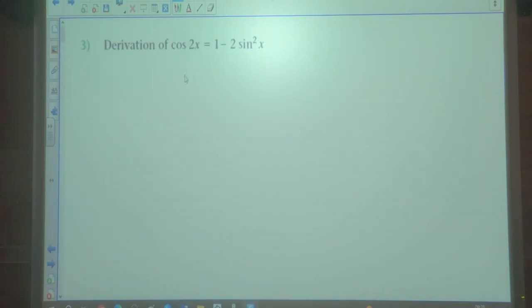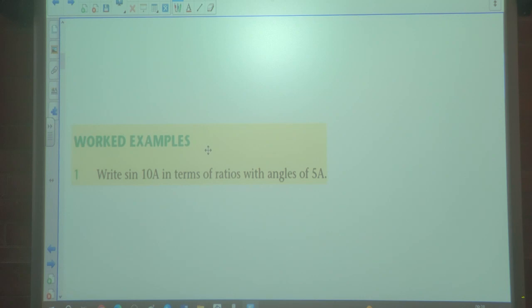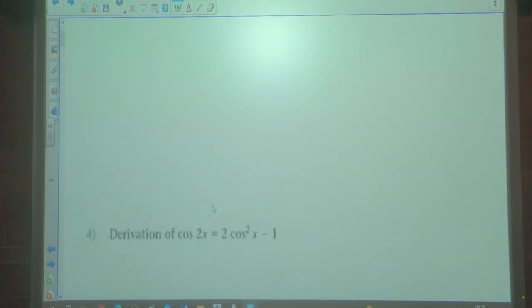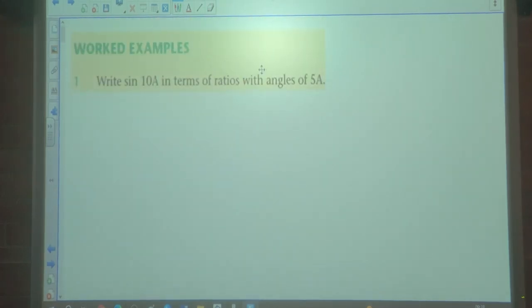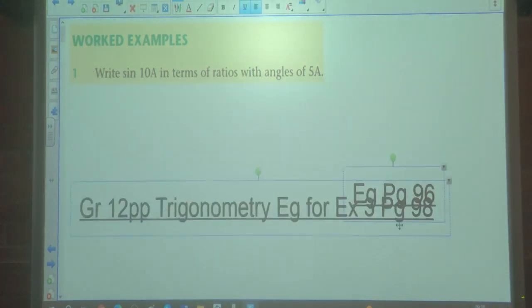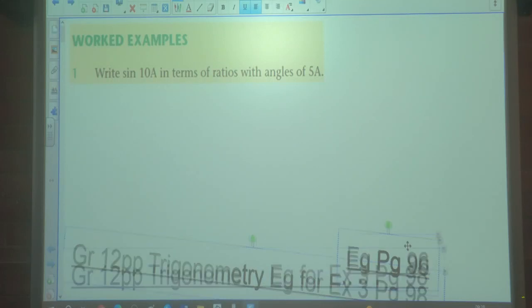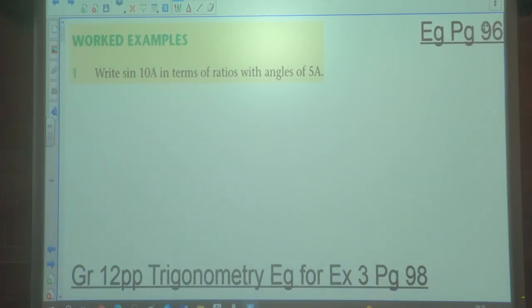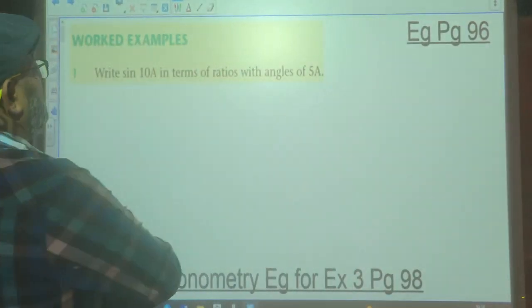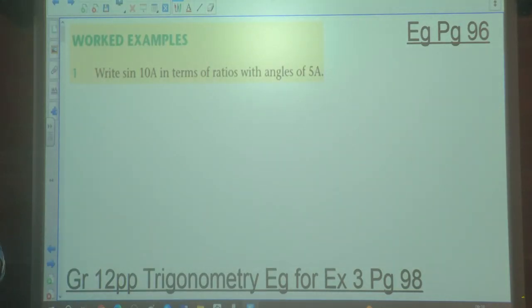Okay, that one we just derived. Now we're going to look at the examples, and the examples on page 96. This is still for exercise 3 on page 98. Alright, so here we say write sine 10a in terms of the ratio of angles of 5a.